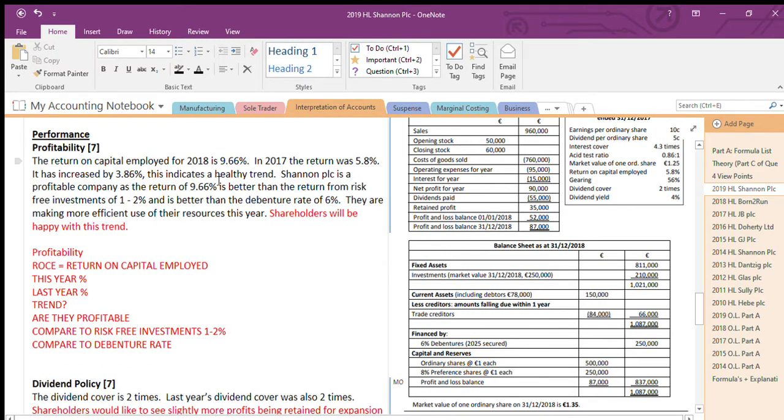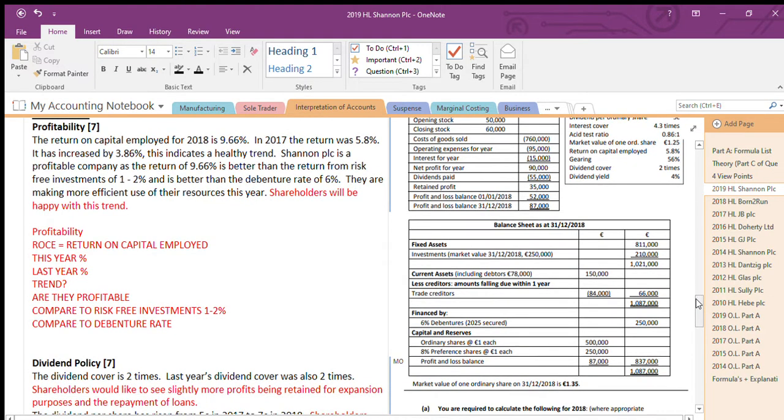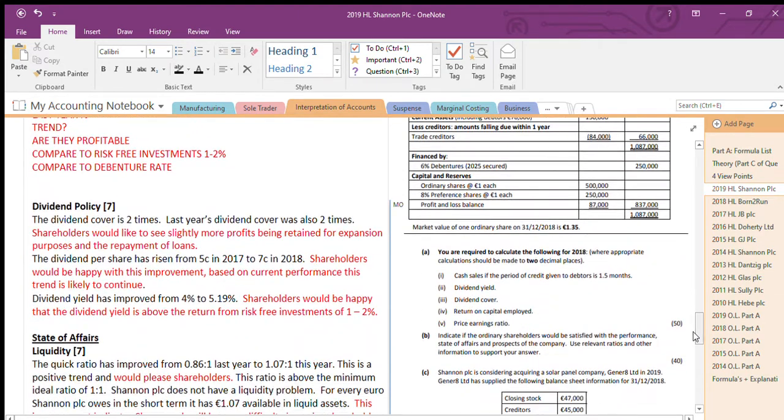Finally, we're saying that they're making big profits, 9.66%, better than last year. This is an increase, a healthy trend. It's better than the return from risk-free investment of 1 to 2%, and better than the debenture rate of 6%. All you state at the end is that they're making more efficient use of their resources. Shareholders will be happy. The reason I have shareholders in red is that it's tailored towards this question, because we're asked if the ordinary shareholders would be happy. In another question, we could be asked, is the bank going to be happy?